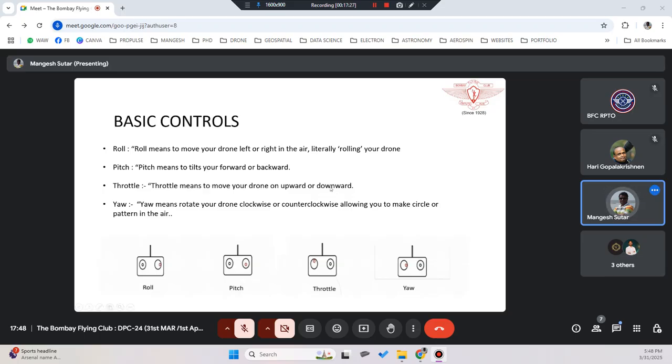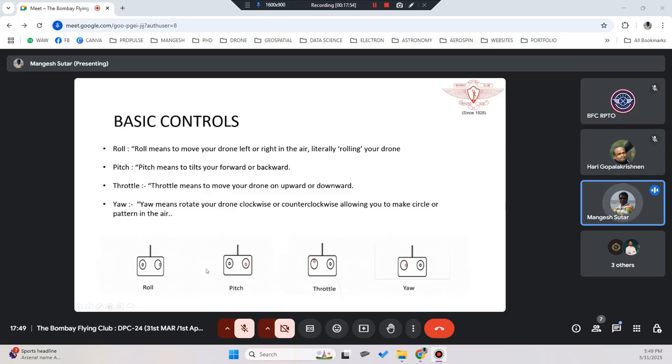Whereas in pitch, when we talk about pitch forward, it is moving the drone further away. Pitch back means it is coming towards you, and yaw means you are changing the direction of the drone. You are changing the orientation or heading of the drone. You rotate your drone clockwise or counterclockwise, allowing you to make a circle or pattern in the air.